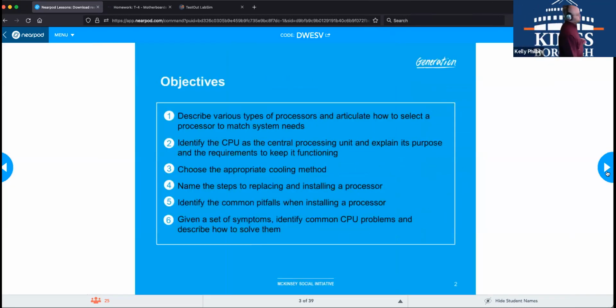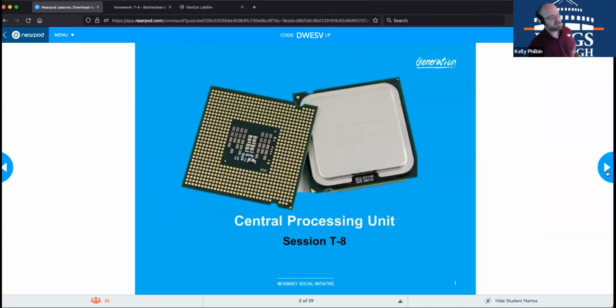Some of the objectives we're going to be going through, we're going to be describing the different types of processors and articulate how to select a processor to match your system needs. Identify the CPU as the central processing unit and explain its purpose and requirements to keep it functioning. Choosing the appropriate cooling method, as there are a few.